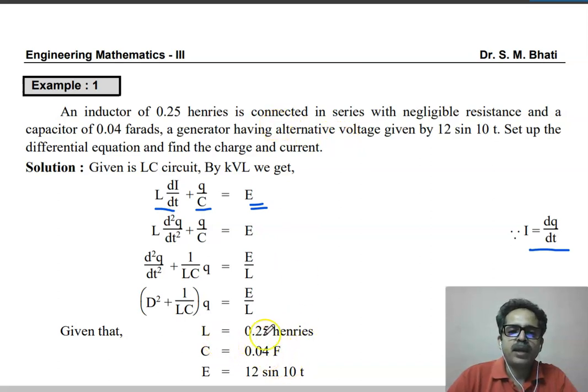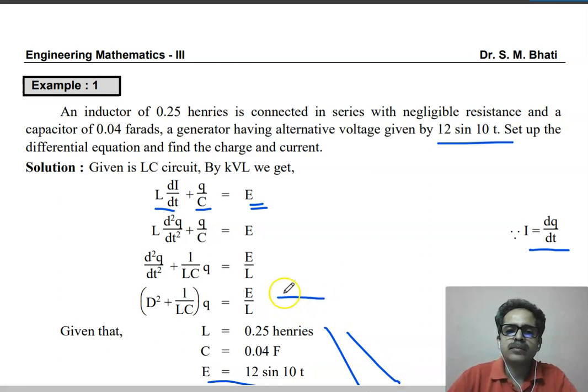We are given that L is 0.25, C is 0.04, and capital E, that is the voltage supplied, is alternating current, and it is 12 sin 10t. So the value of E is here 12 sin 10t. Because these specific values are given in the problem, put these three values in this differential equation.